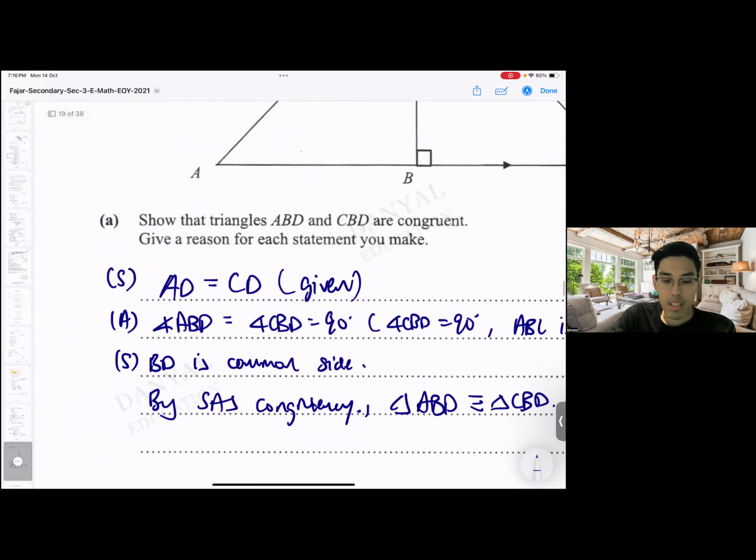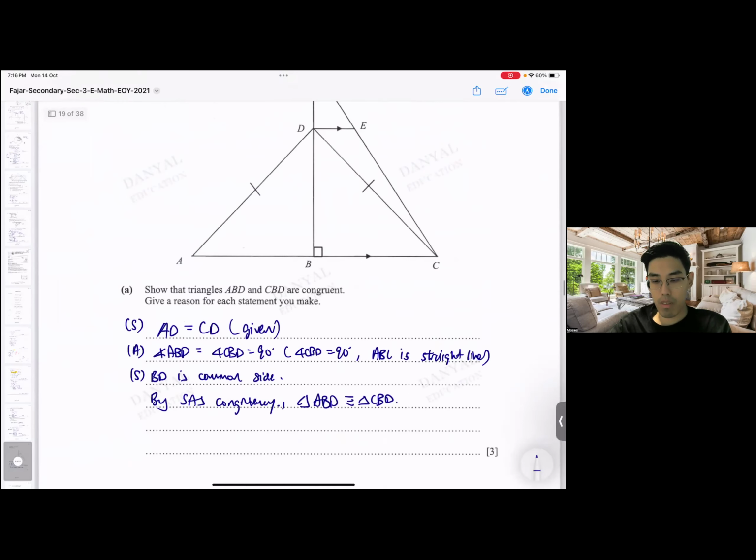Okay, by SAS. So you see, as you list out already, a good habit that I normally use is that I indicate whether the proof I'm using is a side proof or angle proof. Then from there we can determine whether this one is SAS or AAS or SSS, whatever. Straightforward, 3 marks, right? Can?